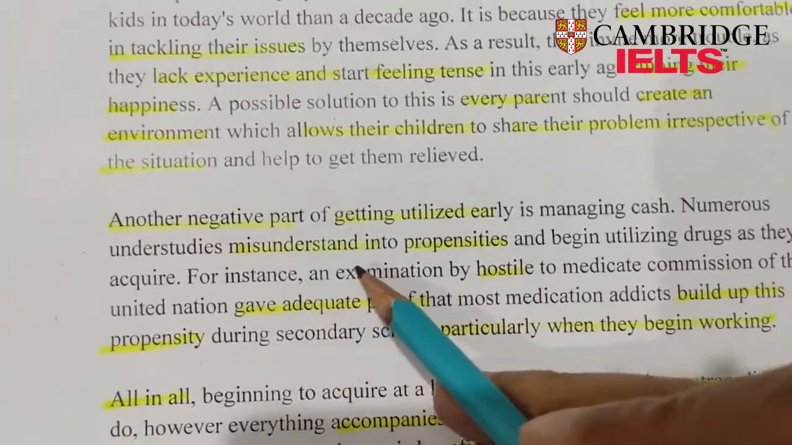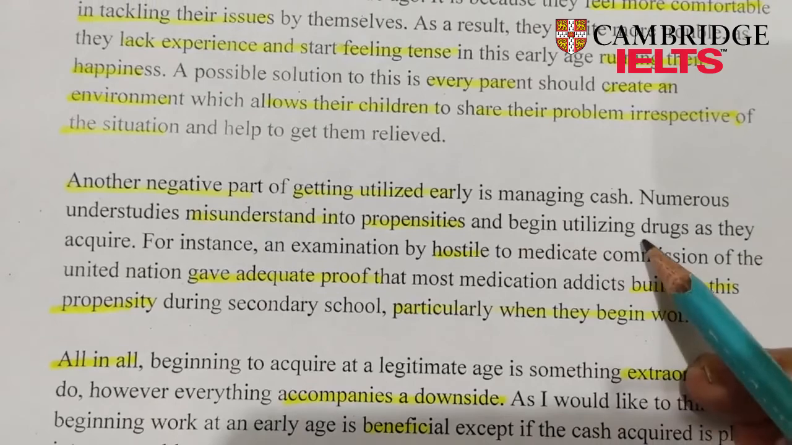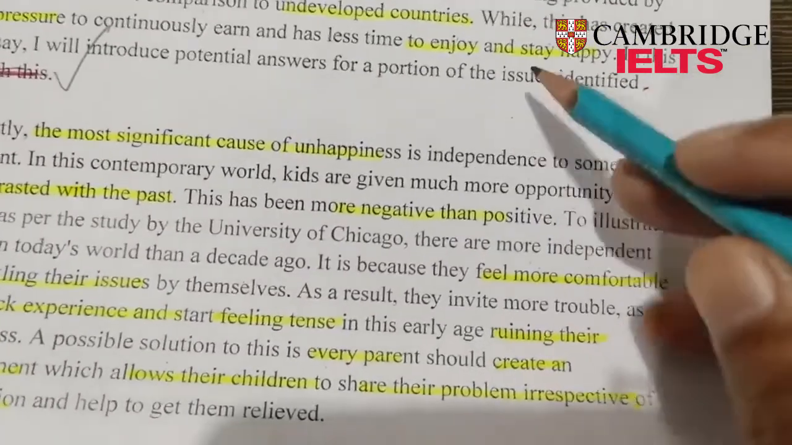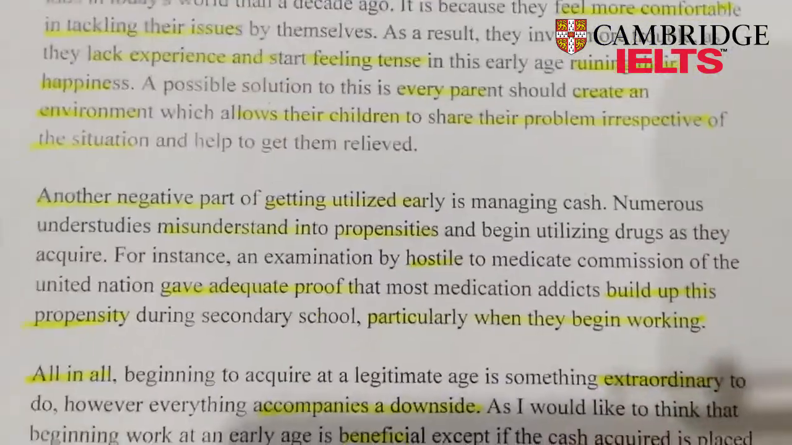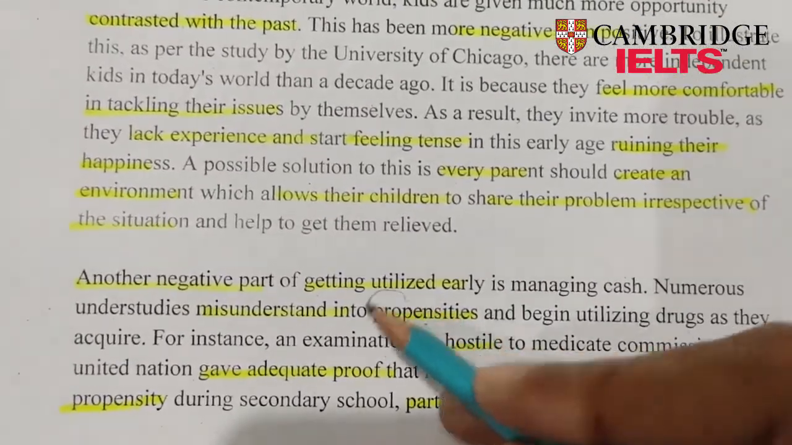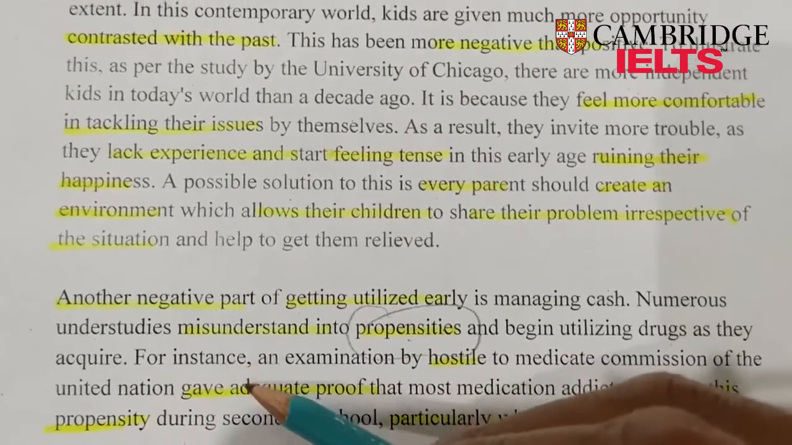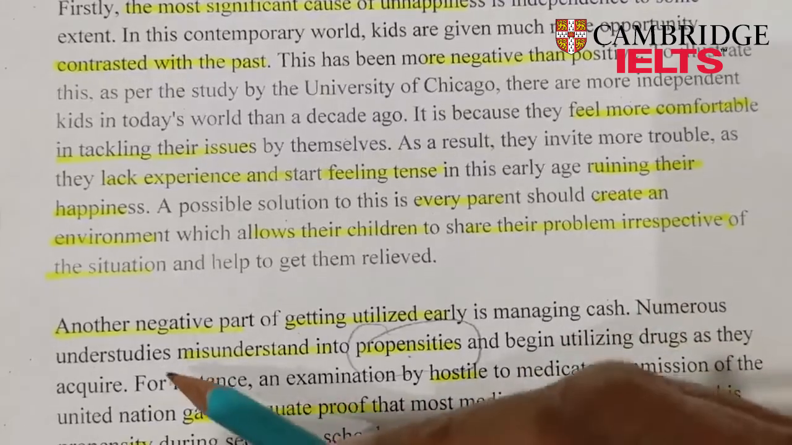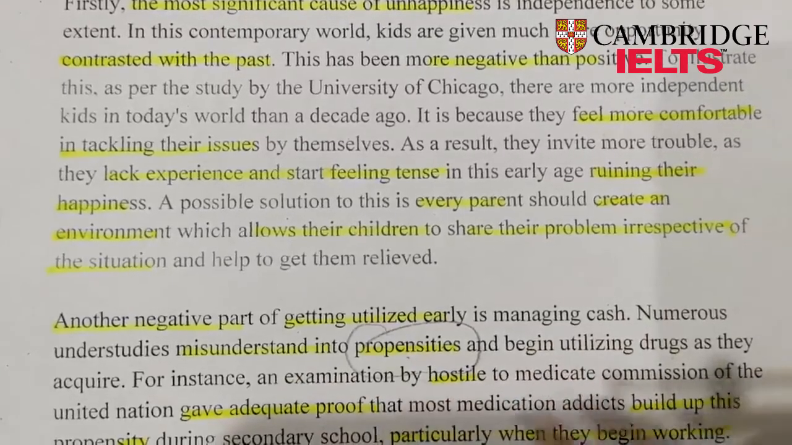Okay, another negative part of getting utilized early is managing cash. This is also another problem. Numerous understudies misunderstand into propensity. Propensity, here you can see inclination. So this is the synonym word for inclination, or natural tendency to do something. Propensity. Nice word. And begin utilizing drugs as they acquire. Numerous students misunderstand into propensity and begin utilizing drugs as they acquire.